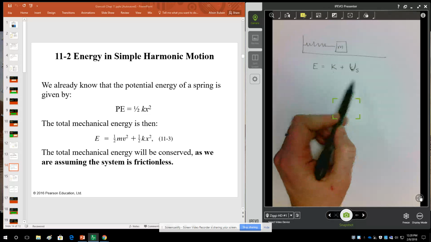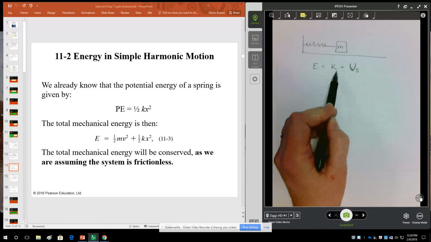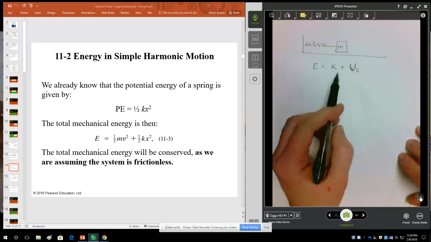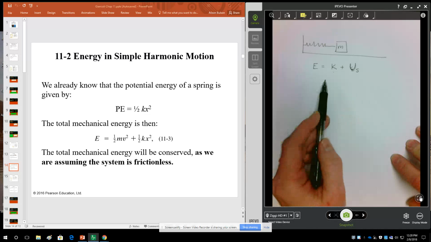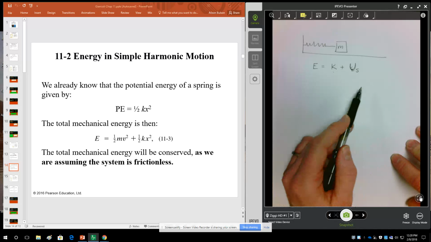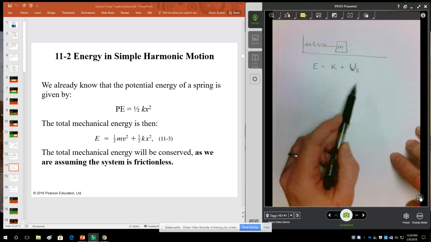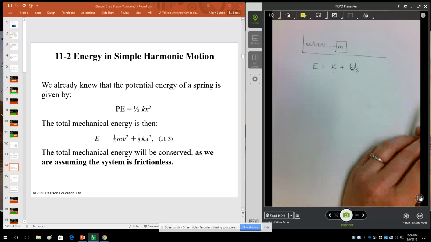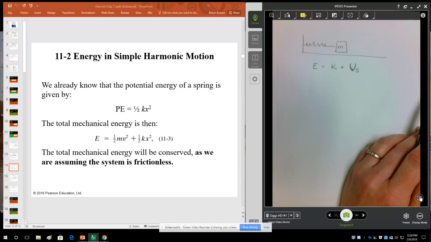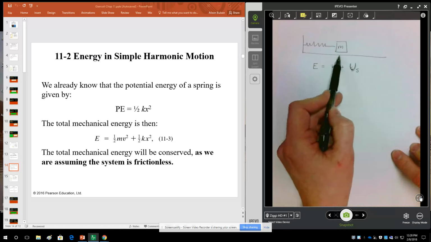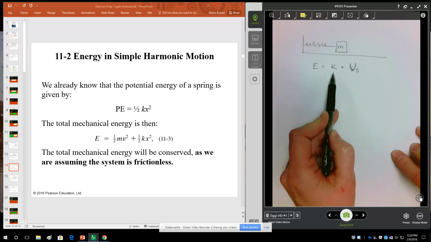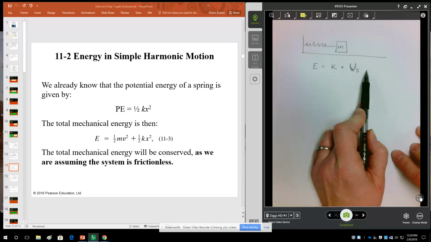At any moment in time, it could be a mix of either of these energies, or it could be one or the other if it's at an endpoint or at equilibrium. This is only for a horizontal system. If we're considering a vertical system, then we have to add in gravitational potential energy. We're assuming that the system is frictionless again, so that we don't have to add a term for the work done by friction.